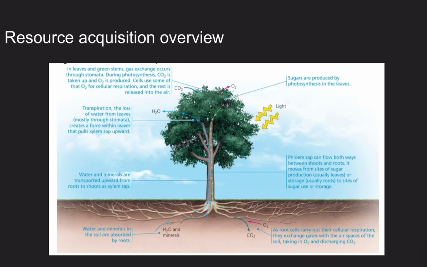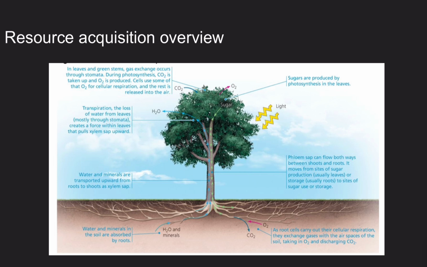So, an overview of resource acquisition is that water and minerals in the soil are absorbed by the roots, and then they travel up to the shoots of the plant, which are like the leaves, in this case, through the xylem sap. And then the water is lost through transpiration, which is a driving force for the cohesion-tension hypothesis, which involves transpiration pulling up the xylem sap from the roots to the shoots.